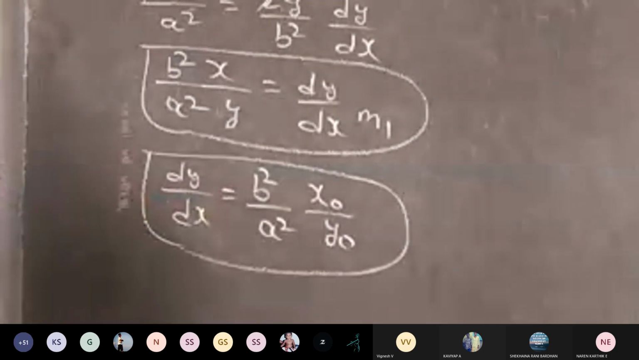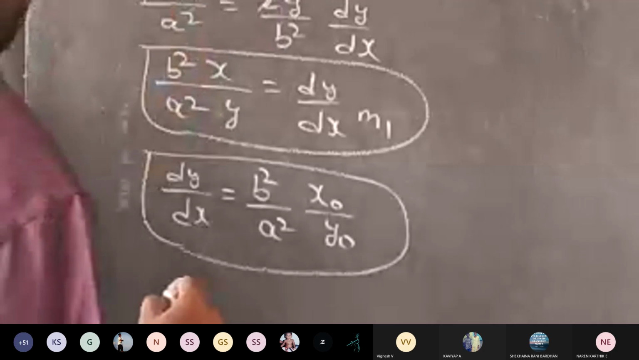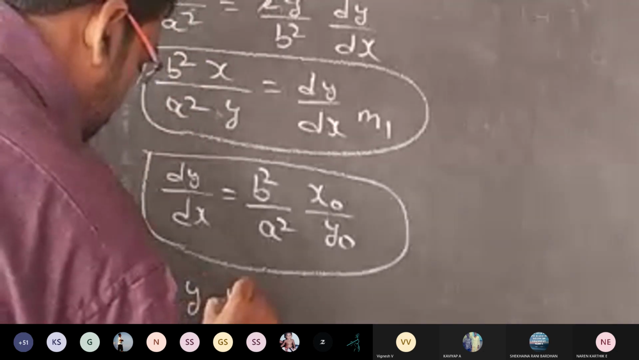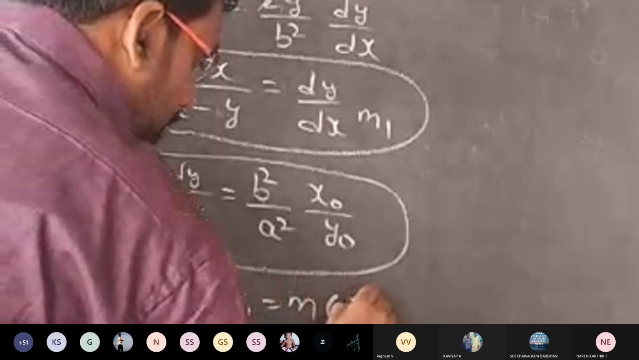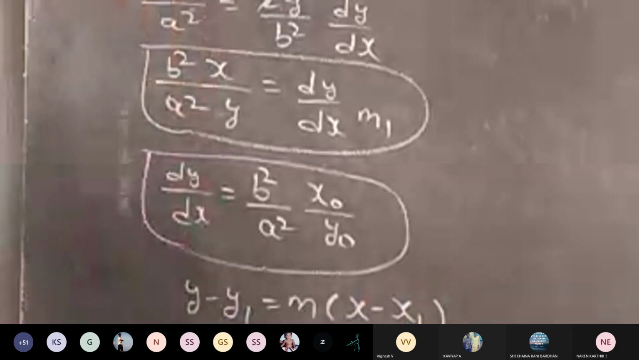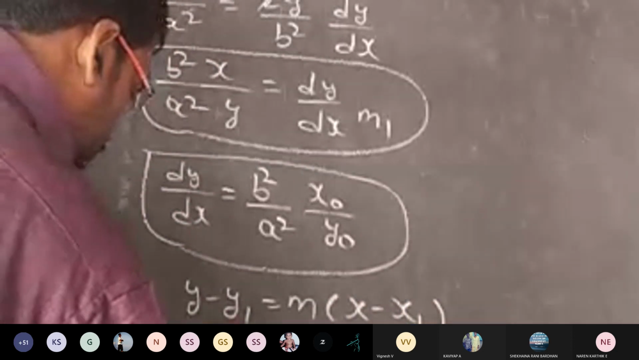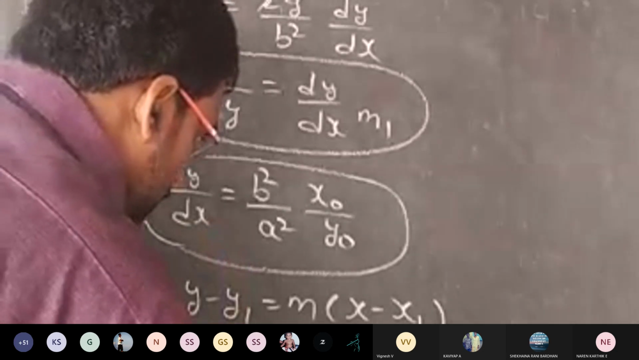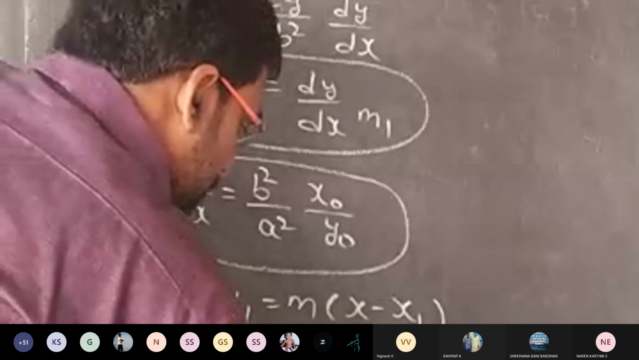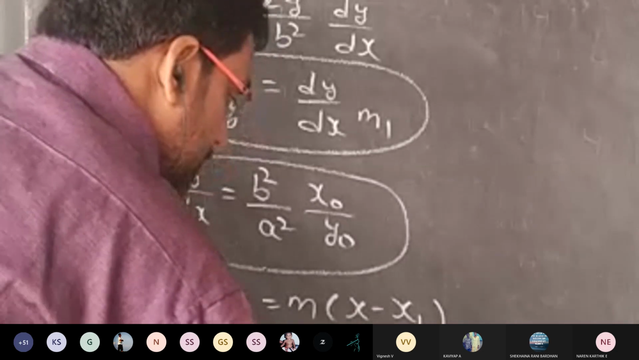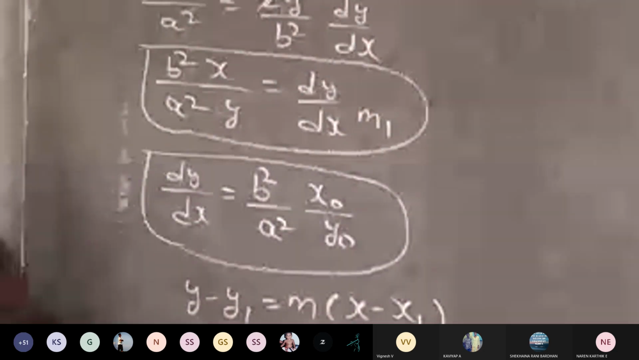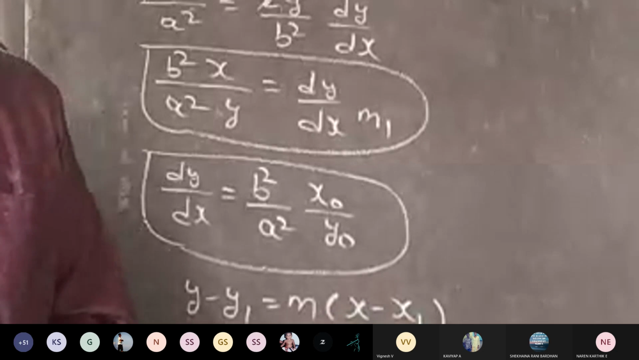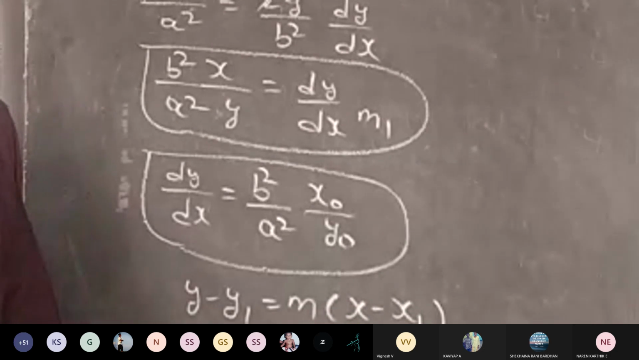You got the slope value, you got the point. So what you can write, sir, here: y minus y1 is equal to m into x minus x1. So here y minus y1 means 0, m means b square by a square into x0 by y0, into x minus x0. Now just do cross multiplication, Amma, and you can find the equation. Okay.